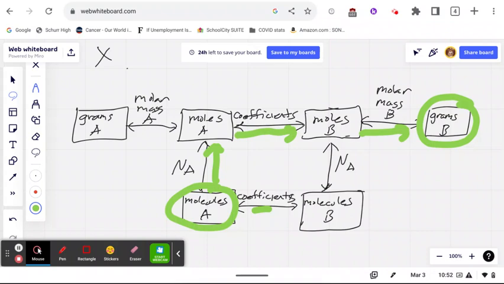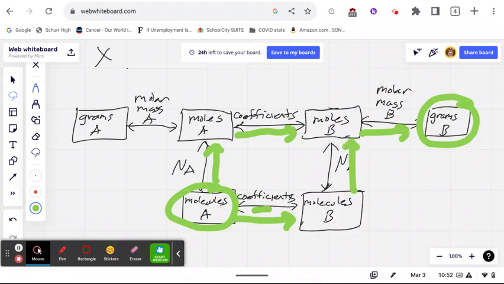So you start off the question being given molecules, and you ended up with grams. Right? There is a pathway. Actually, there's 2 pathways, as you can see here. Not only can you go from molecules to moles, but you can go from molecules of A, molecules of what you're given, to molecules of B. And then once you have molecules of B, you can turn that into moles of B by dividing by Avogadro's number.